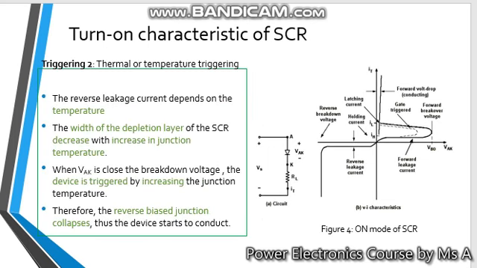Second method, thermal or temperature triggering. The reverse leakage current depends on the temperature. The width of the depletion layer of the SCR decreases with increase in junction temperature. When the forward voltage is close to breakdown voltage, the device is triggered by increasing the junction temperature. Therefore, the reverse bias junction collapses. Thus, the device starts to conduct.